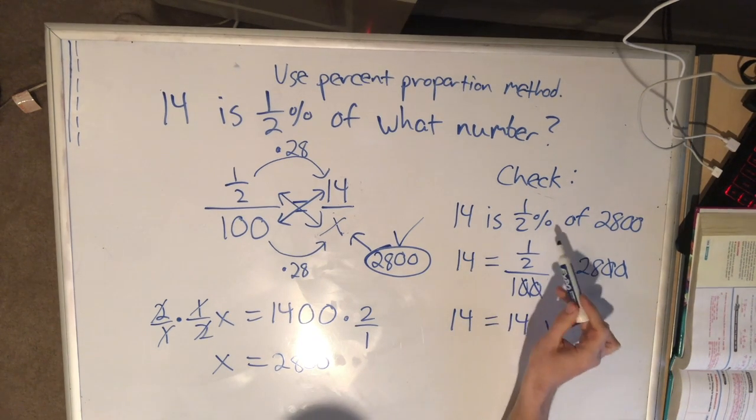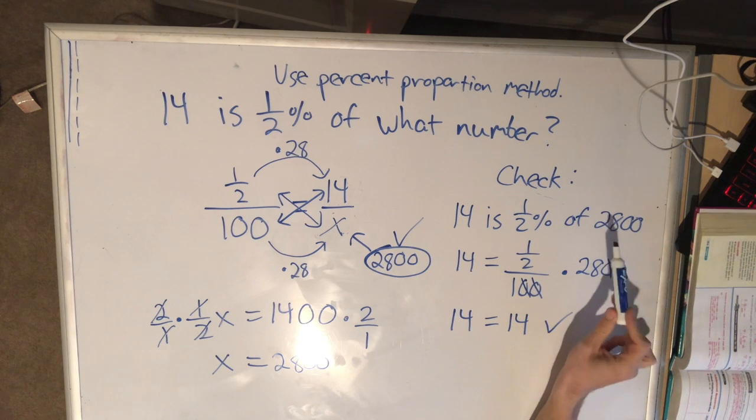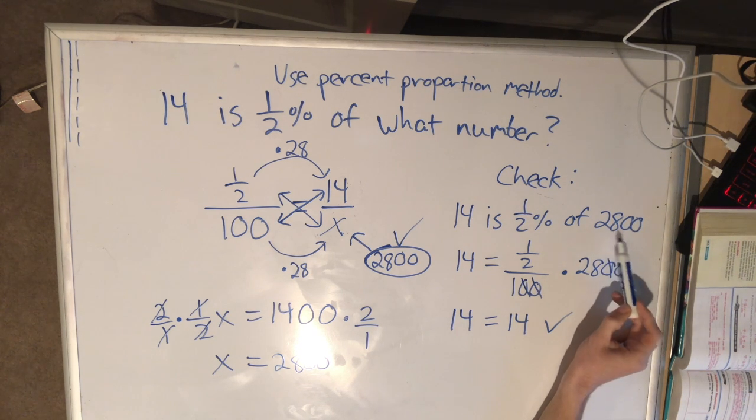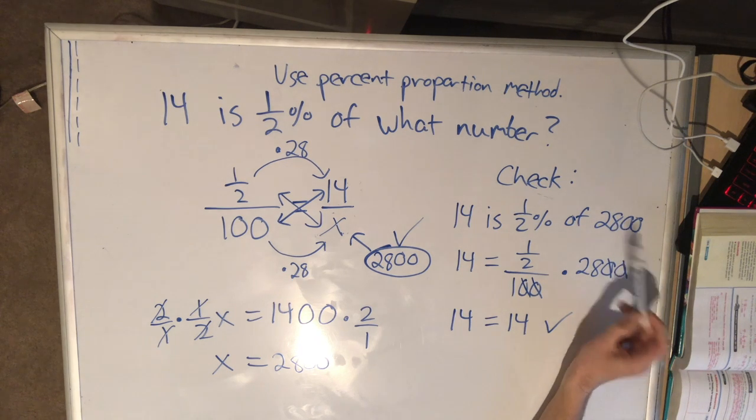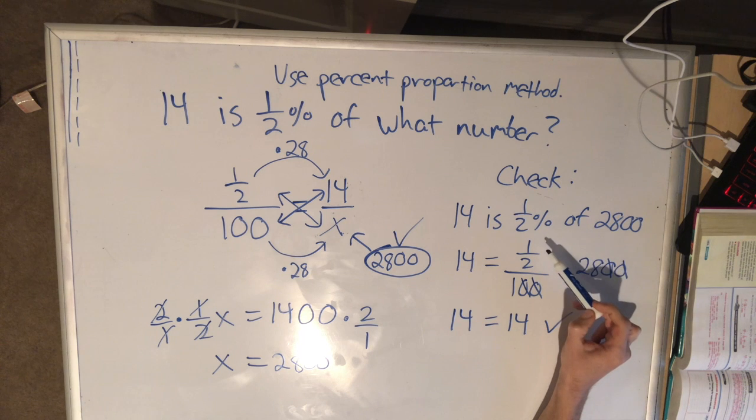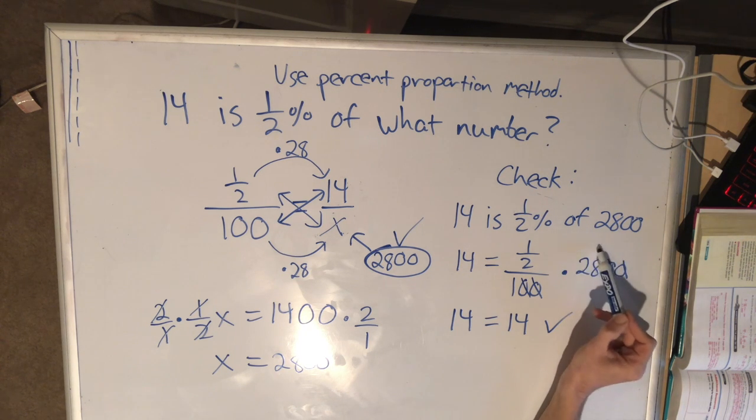You could also think of it mentally, 1% of 2,800. To find out what 1% of something is, you divide by 100, and 2,800 divided by 100 is 28. When divided by 100, just cancel out 2 zeros. So 1% of 2,800 is 28. So 1/2% of 2,800 would be half of 28, which is 14.